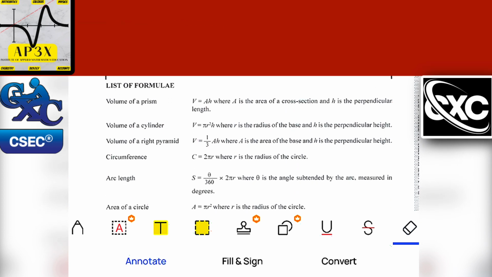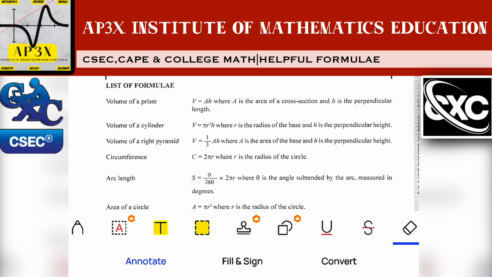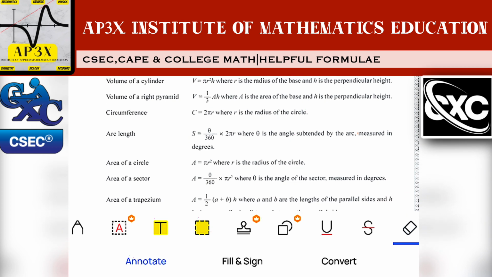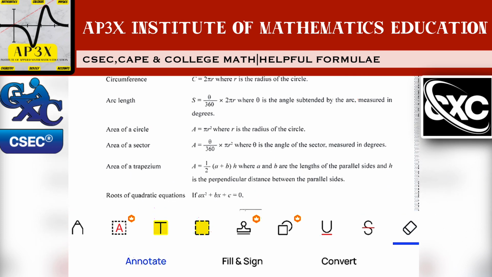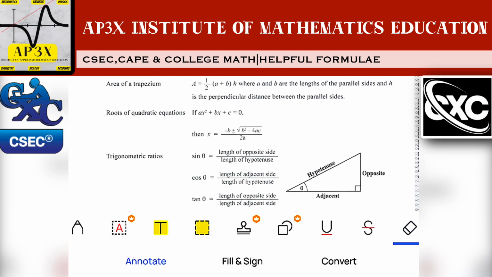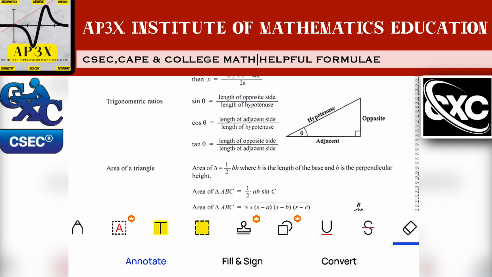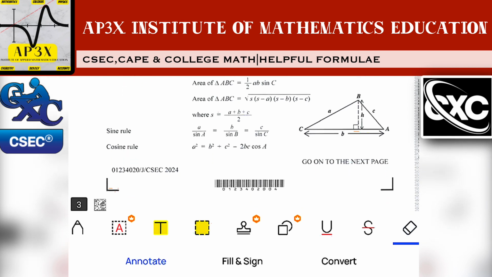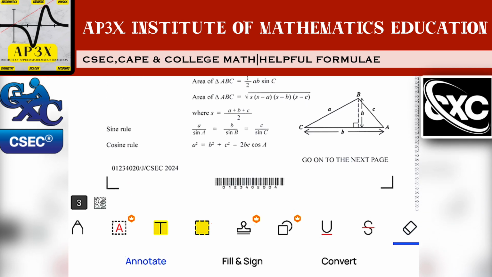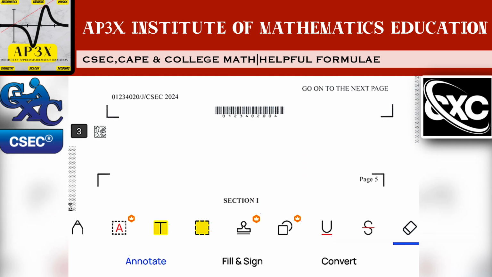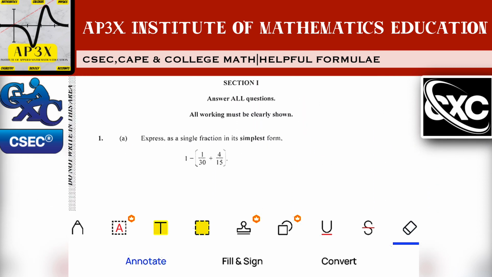Now, these are the formulas that CSEC does provide for you on the exams. You're given the volume of a cylinder, the volume of a right pyramid, circumference, arc length, area of a circle, area of a sector, area of a trapezium, roots of the quadratic equation, your trig ratios, sine, cosine, and tangent, and the area of triangles given different dimensions. Of course, you have the sine rule and the cosine rule. Those are the basic rules.